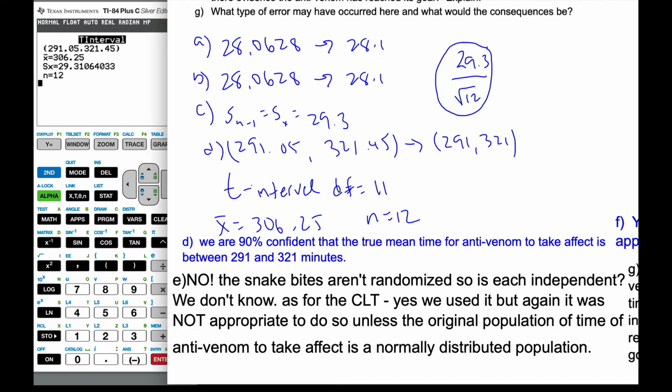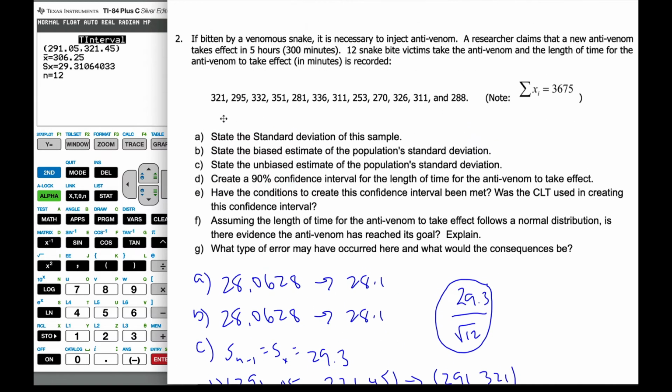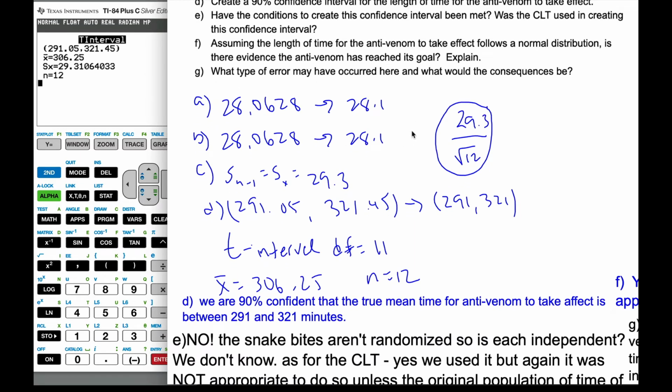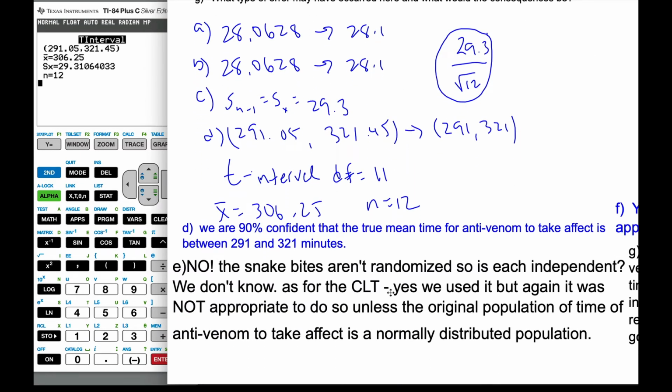One, we can say that each snake bite, we don't know if they're randomized. So is each snake bite independent of the other? We don't know this at all. This is unknown. So they've not been met. As for even using the CLT, we did use the central limit theorem. This was the calculation we've used because we're looking at groups of 12 and how those groups of 12 would relate to other groups of 12. And we used it, but it was not appropriate to do so.